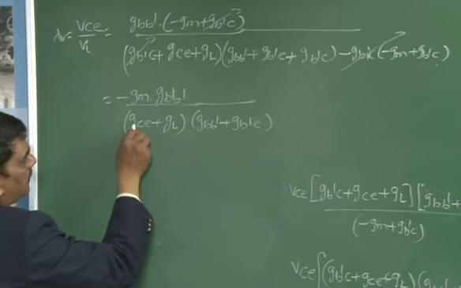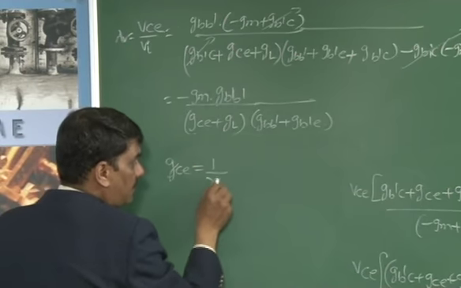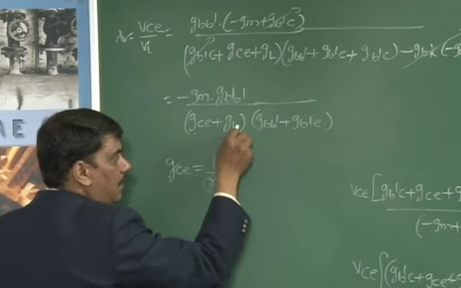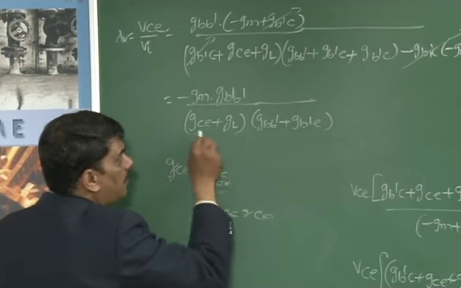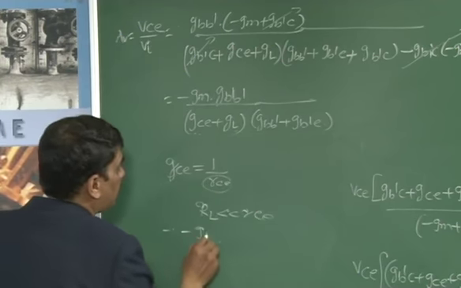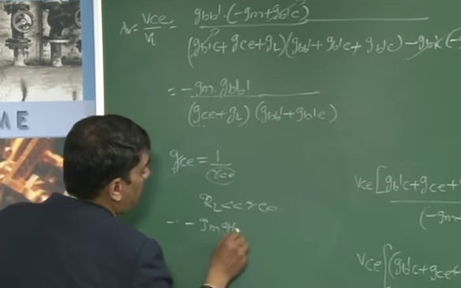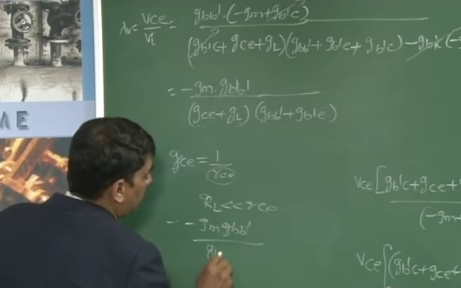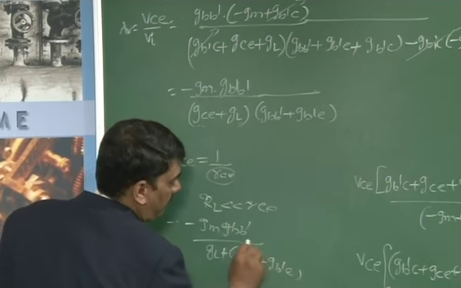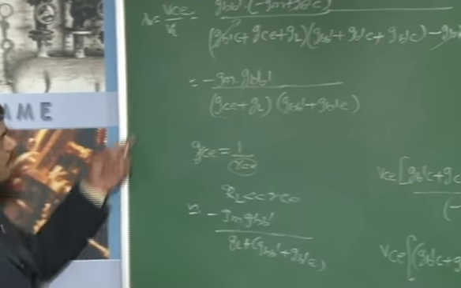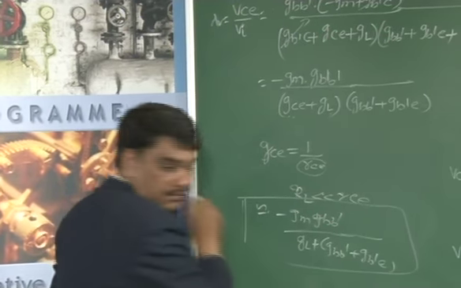Once again, this RC is about 80 kilo ohms, and GC is the reciprocal, 1 by RC. If RL is much smaller than RC, then this is approximately equal to minus GM into GBB dash divided by GL plus GBB dash plus GB dash E. This is the approximate voltage gain of the amplifier circuit as shown in this figure, given by this value.